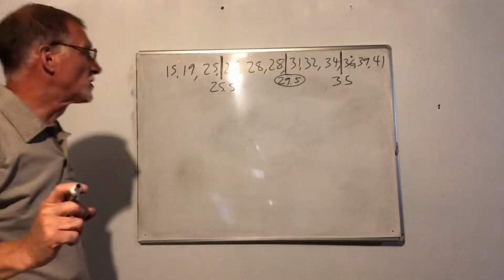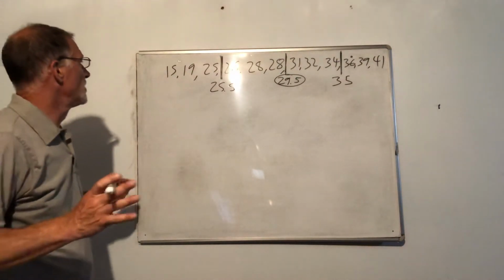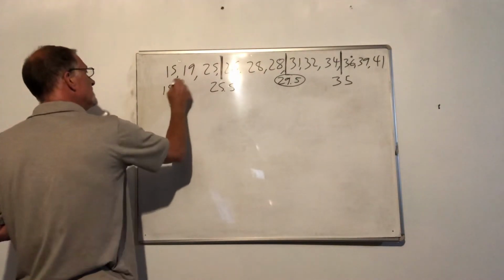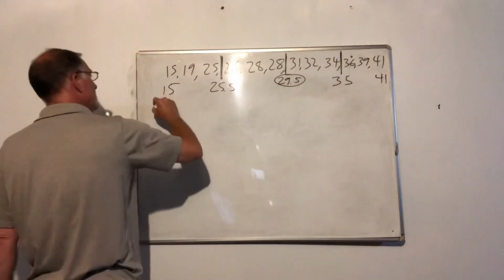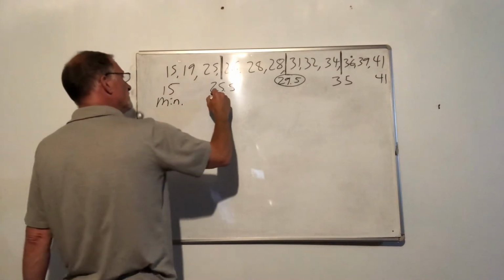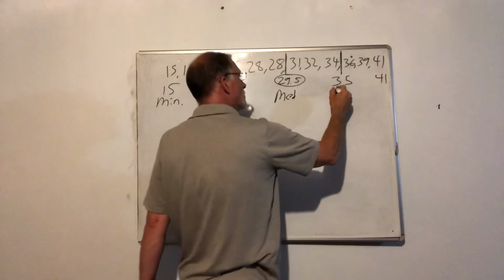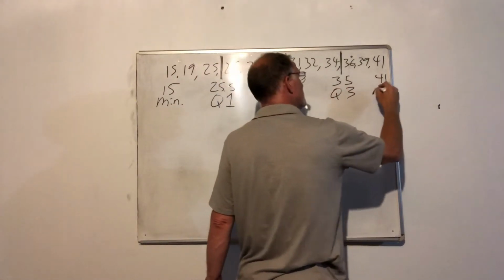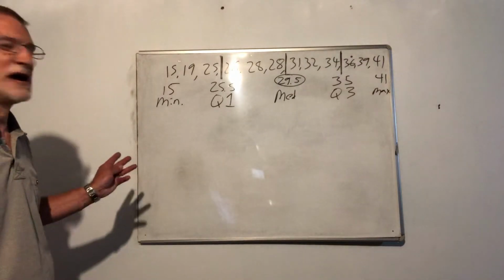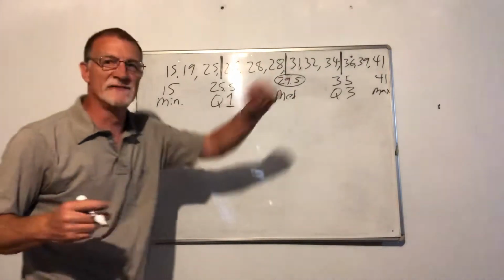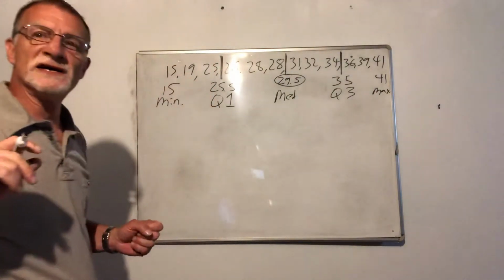Okay, so I have my quartiles. The last two numbers of the 5-number summary are the minimum, 15, and the maximum, 41. So it's minimum, first quartile, median, third quartile, maximum. That is a 5-number summary. Whenever you hear the phrase 5-number summary, those are the 5 numbers. And they're pretty easy to find. Then the idea of the box and whisker plot.